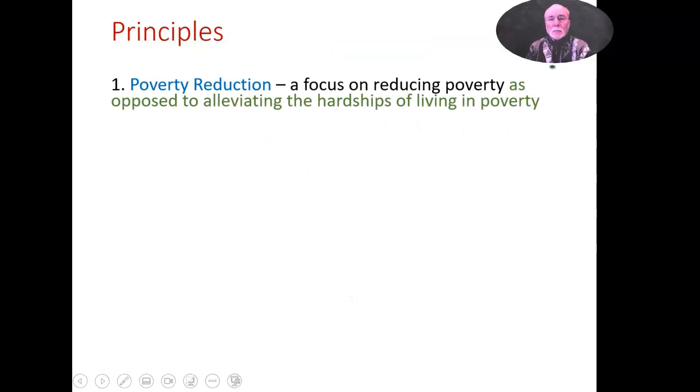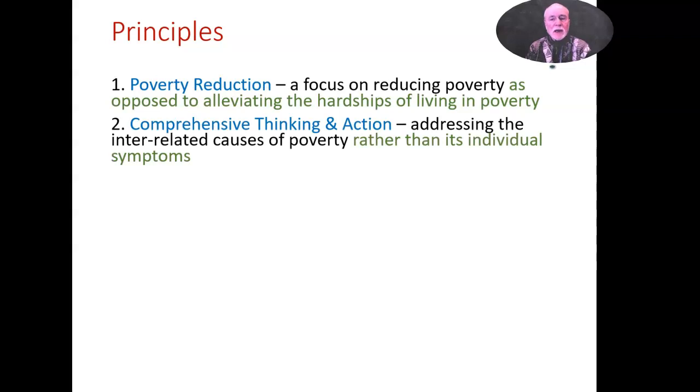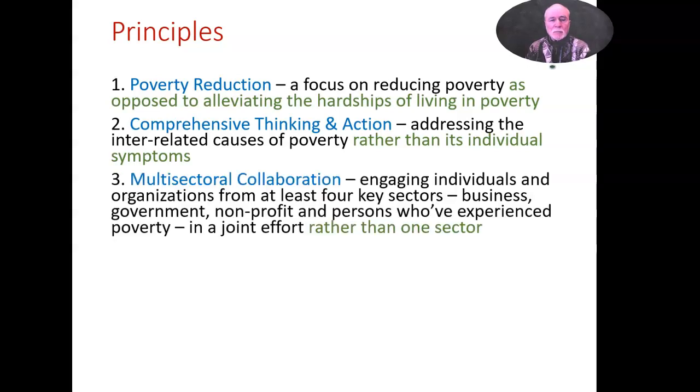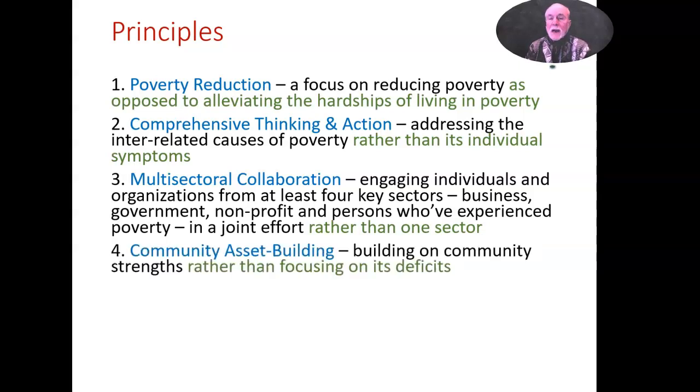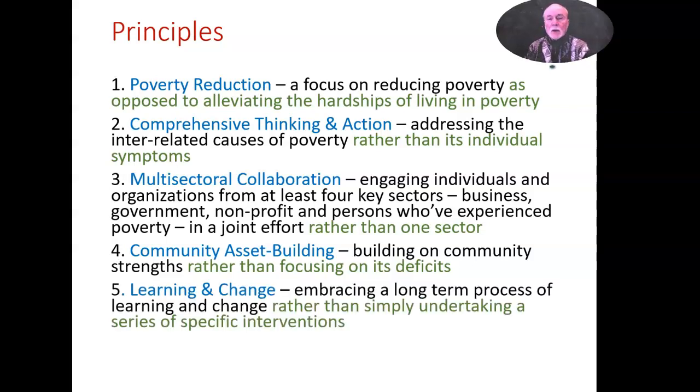The 5 principles are: poverty reduction, a focus on reducing poverty as opposed to alleviating the hardships of living in poverty; comprehensive thinking and action, addressing the interrelated causes of poverty rather than its individual symptoms; multi-sector collaboration, engaging individuals and organizations from at least 4 key sectors, business, government, nonprofit, and persons who've experienced poverty, in a joint effort rather than just one sector; community asset building, building on community strengths rather than focusing on its deficits; and fifth, learning and change, embracing a long-term process of learning and change rather than simply undertaking a series of specific interventions.